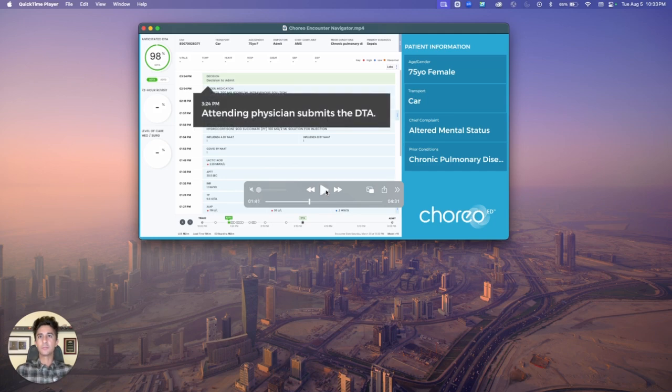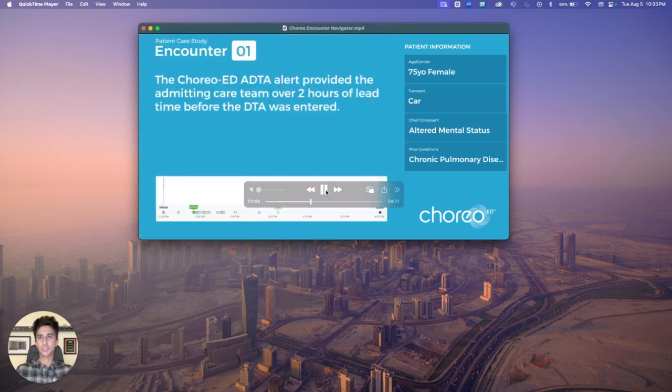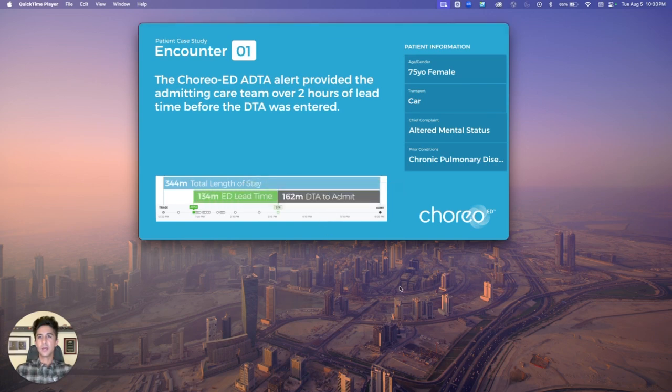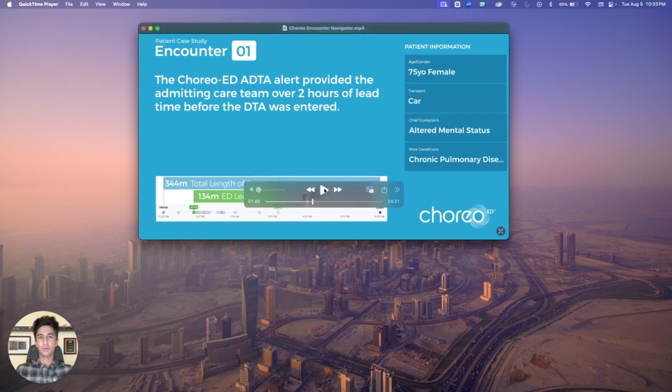Now, in speaking with them, they had said that each hospital can set their own threshold, right? So you don't want to get this wrong. A hospital might say the anticipated decision to admit threshold might be 80% for one hospital versus 85% for another. So that's something that can be adjusted. And this is showing a difference in lead time of 134 minutes using Choreo versus when the ER physician actually put that order in.